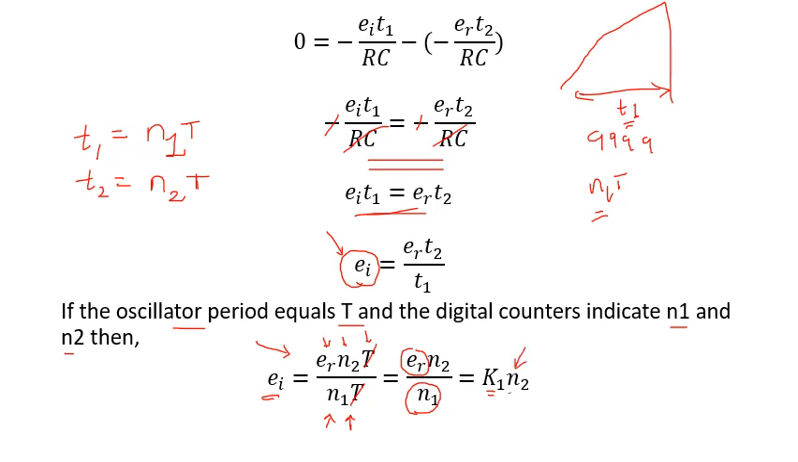Here N2 is the number of pulses during the discharge time. During the discharge time you have T2, and T2 is equal to N2 times T, capital T. So from this equation, EI is proportional to N2. That means the number of pulses counted during the discharging cycle is proportional to the input voltage EI. This you have to understand.